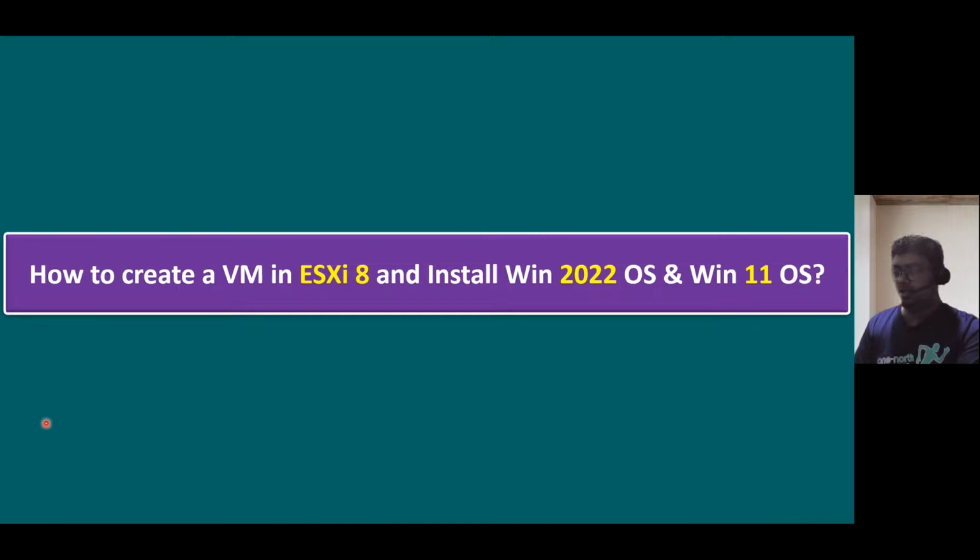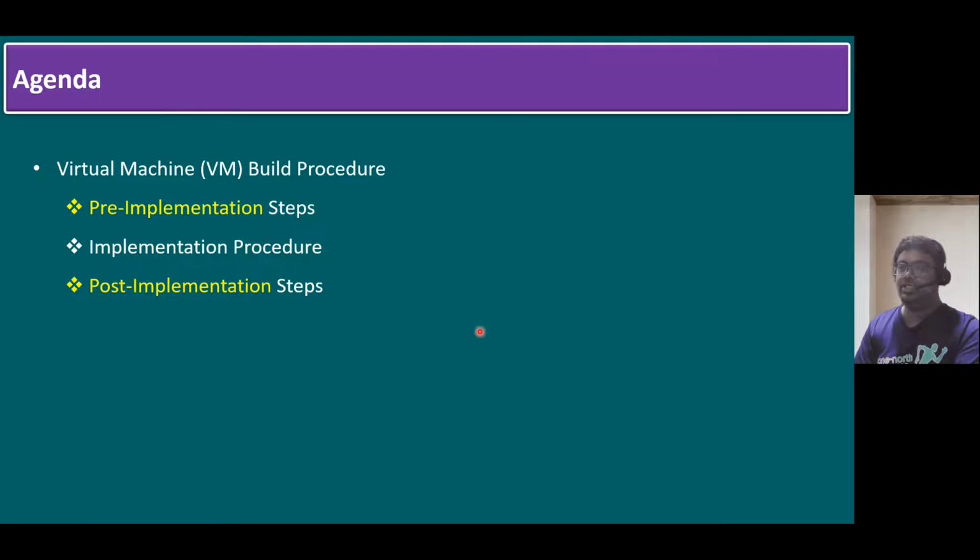In this session, I'm going to talk about how to create a virtual machine in ESXi 8 and install Windows 2022 OS and Windows 11 OS. So we'll create two virtual machines. One VM we plan to install 2022, and the second VM we install the Windows 11 client operating system. Before we create the VM and install, let me explain the agenda.